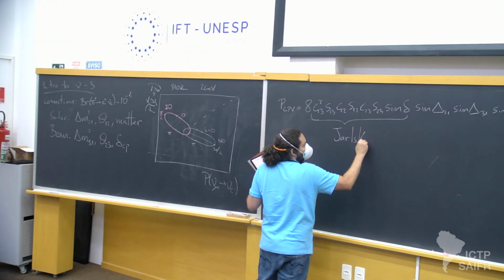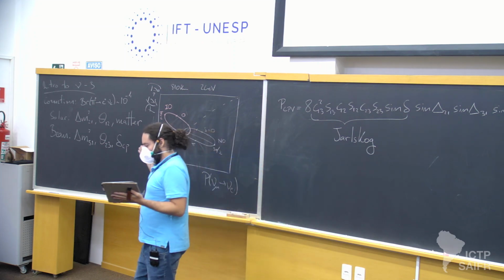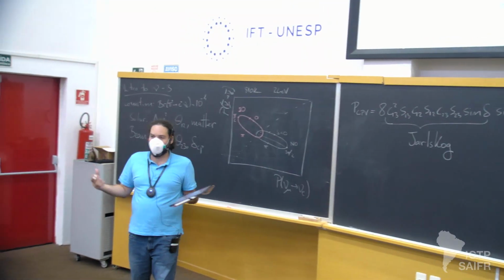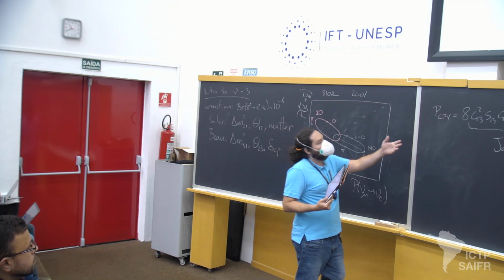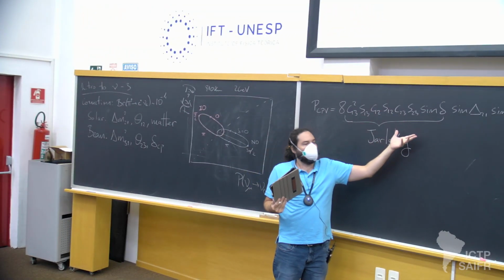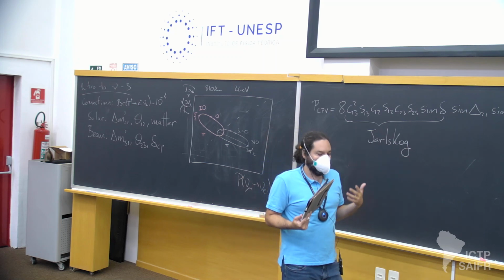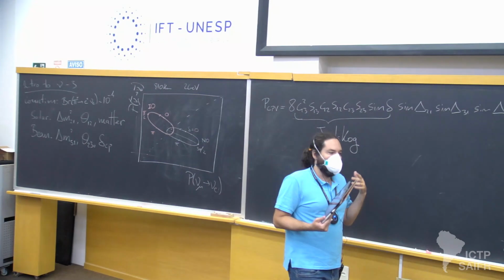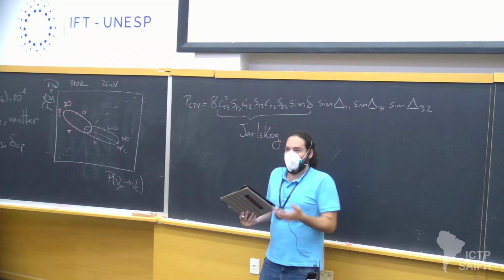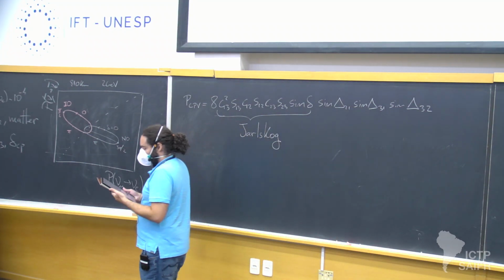Oh God, Jarlskog. For those of you who don't know, Cecilia Jarlskog derived an invariant quantity, parameterization independent, that gives you the amount of CP violation in fermion mixing. She derived that for quarks, but you can have a similar one for leptons.